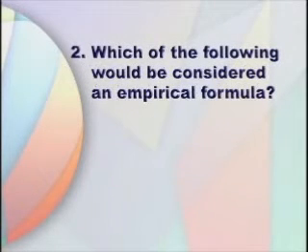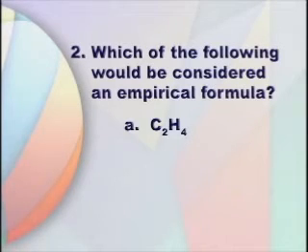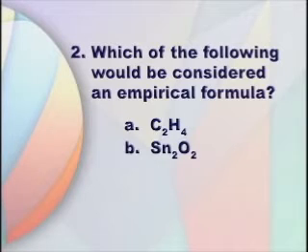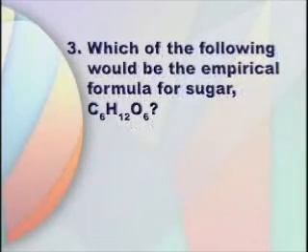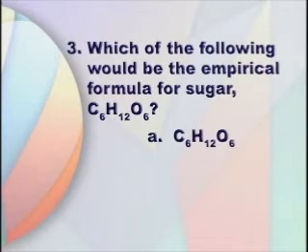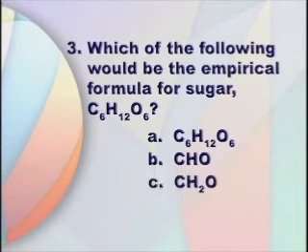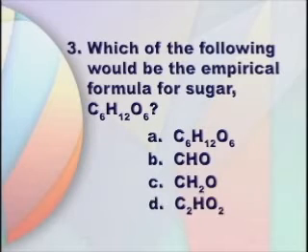Number 2. Which of the following would be considered an empirical formula? A. C2H4, B. SN2O2, C. C3H8, D. C2H8. Number 3. Which of the following would be the empirical formula for sugar, C6H12O6? A. C6H12O6, B. CHO, C. CH2O, D. C2HO2.